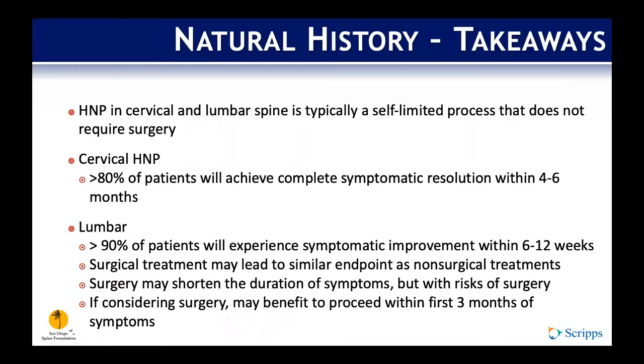So again, takeaways here from the natural history, in terms of the patient's question of whether or not he needs surgery. You can counsel him that with cervical herniated nucleus pulposus, they get a good outcome, with symptomatic resolution typically within 4 to 6 months. I know that the systematic review had said 2 to 3 years, but from other places I've seen 4 to 6 months. And lumbar patients similarly have a good outcome, and greater than 90% of them do quite well within 3 months. And surgery may shorten the duration of symptoms, but it comes with the risks of surgery.